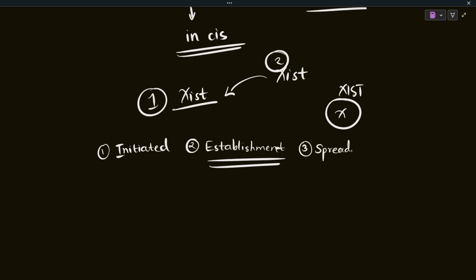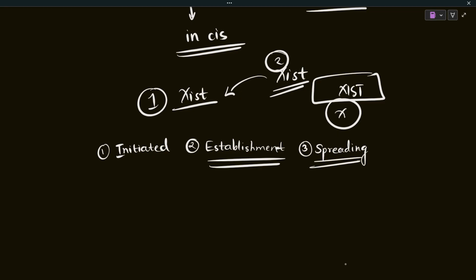The spreading is because the XIST long non-coding RNA masks the X chromosome. One XIST molecule can recruit another XIST molecule, and this is how the X chromosome inactivation is spread all over the X chromosome, as the XIST long non-coding RNA masks the X chromosome. So this is how the spreading is done.